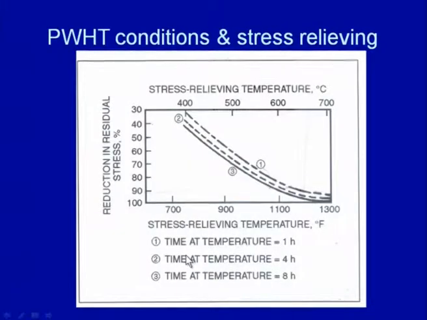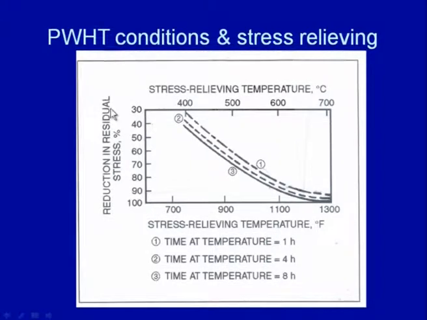The diagram shows typical stress relieving temperatures and the effect of the time or the exposure which is being given. So, we can see the residual stress magnitude, the extent of reduction in the residual stresses with the exposure at high temperature, where this axis is the stress relieving temperature in degree centigrade. So, if the exposure is being given at, say, 400 degree centigrade, the top line shows for 1 hour, the second dotted line shows the exposure for 4 hours, and the bottom line shows the exposure for 8 hours.